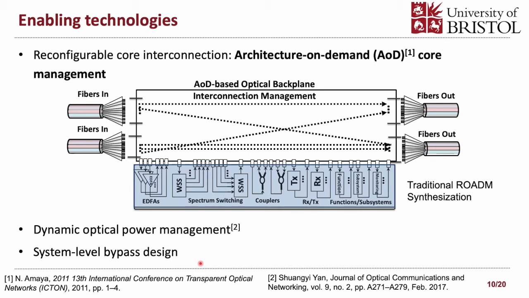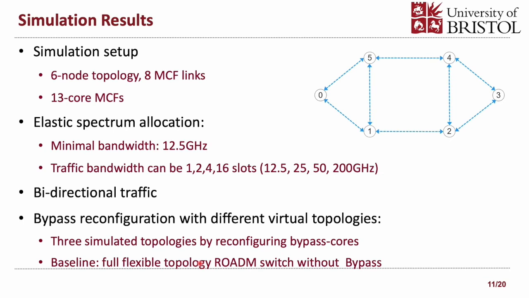To validate the design, we designed a simulation. Here is the simulation setup. We set up a 6-node topology with multiple fiber links, and each multiple fiber has 13 cores. Here, the 13 cores are more than the node degree, so we can allocate bypass links. For the traffic, we use elastic spectrum allocation with a minimum bandwidth of 12.5 gigahertz, and we can allocate different slots for high capacity. Here we assume bidirectional traffic.